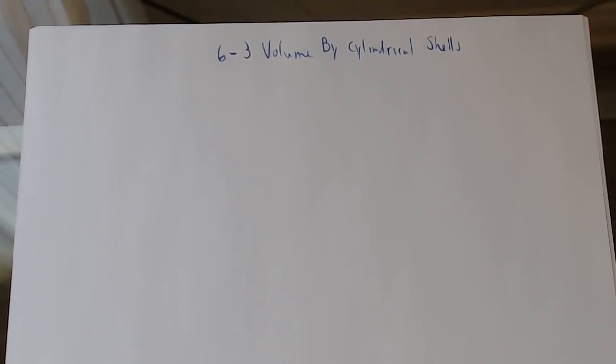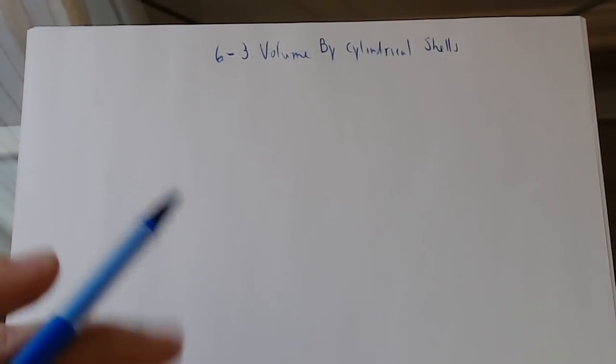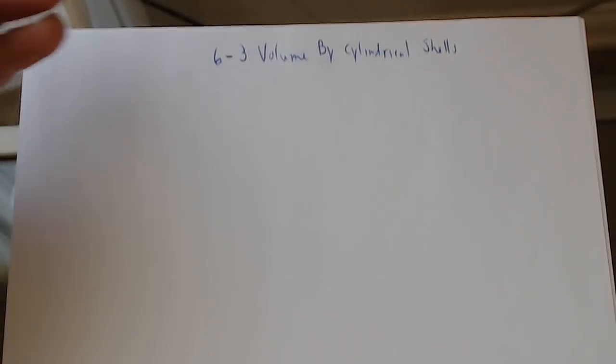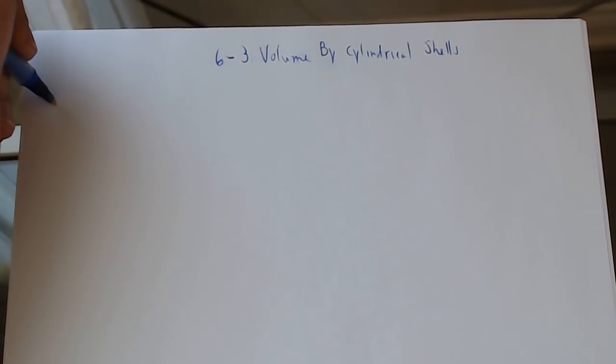Okay, so today we're going to talk about an alternate way of finding volumes of solids, and this is by cylindrical shells. So basically, let's just start off with why the shell method is important at times.